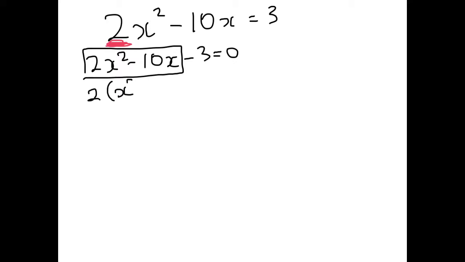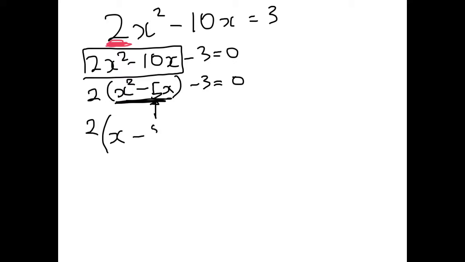2 times x squared minus 5x, minus 3 equals 0. Now we look at this part here. We're going to have a few fractions popping up in here. Never mind. So we still do our method of halving that term, and we get x minus 5 over 2 squared minus 3. Now I have to look closely at what our add-in factor is here.